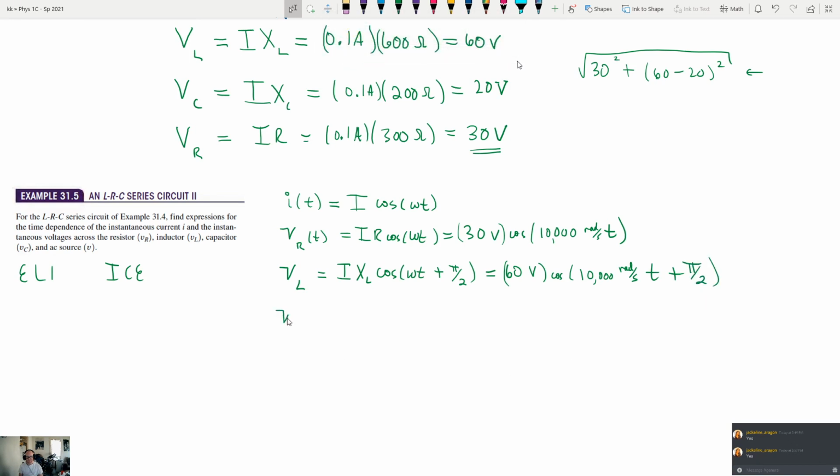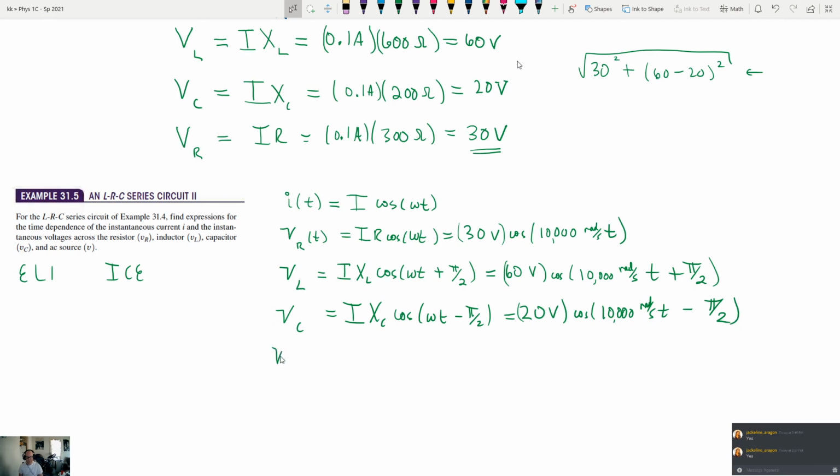And then V sub C will be I XC times cosine of omega t. We're going to do minus pi over 2 because the current needs to be ahead of the voltage, so we have a negative sign here. This is to be equal to VC, which was 20 volts, times cosine of 10,000 t minus pi over 2.